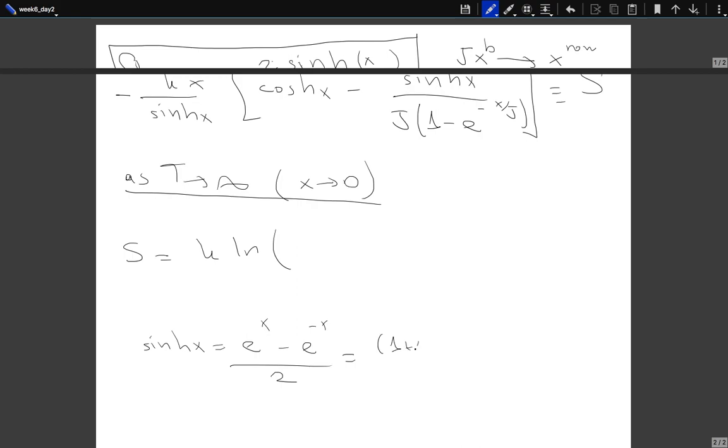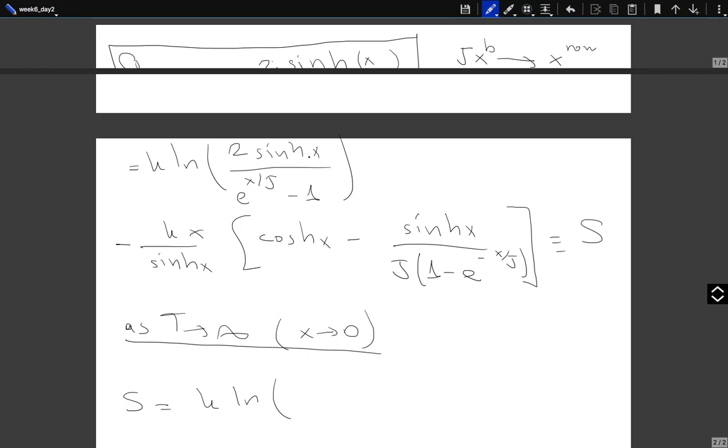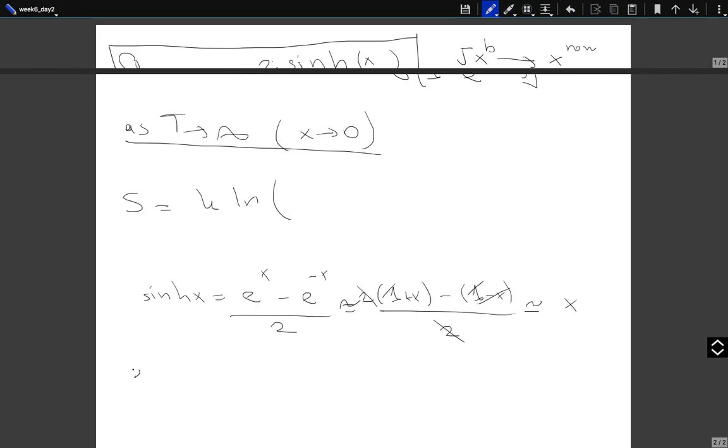You say this is 1 plus x minus 1 minus x over 2. This cancels this one, this just makes a plus 2 over here, so it's just x. So you see, if you come back over here, this is just x. In the denominator, you have e to the power x over j minus 1, that is 1 plus x over j minus 1. This is typically x over j.